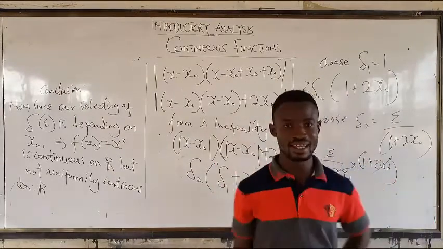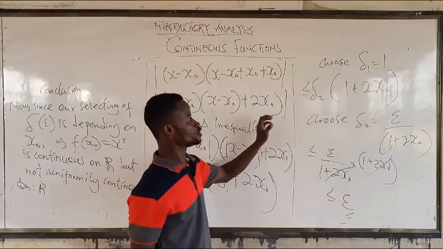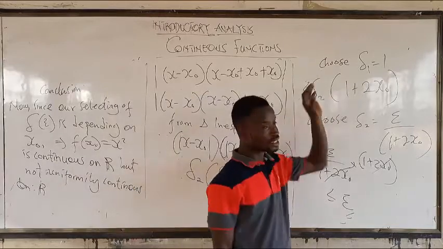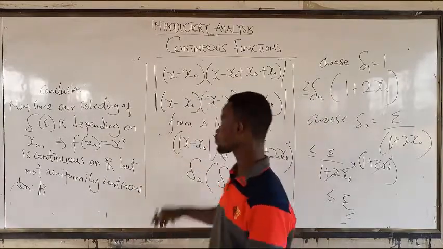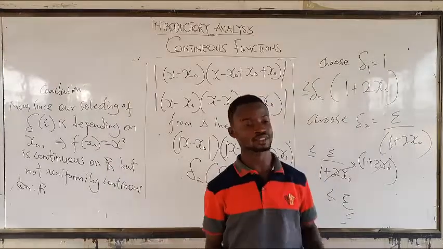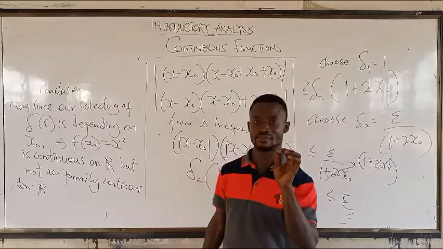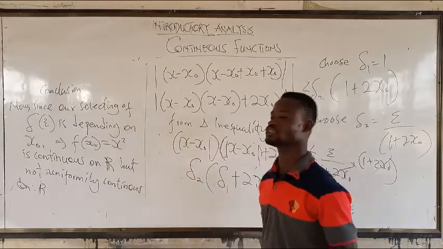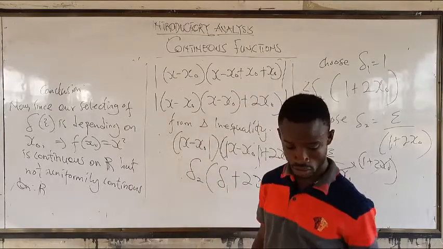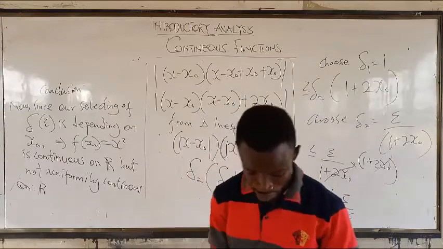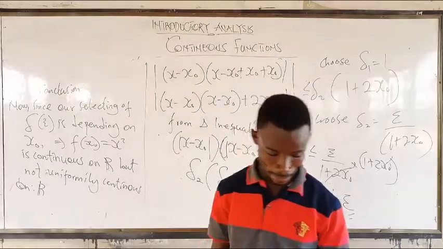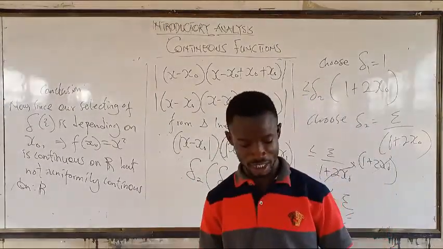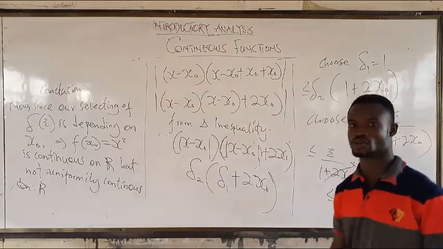Don't forget that anytime you select two deltas, I'm talking of the continuous function, that is telling you that it is dependent. For the independent, you get only one delta. So your conclusion should affirm it well. All right. Let me see if I can get one more question for us to solve.